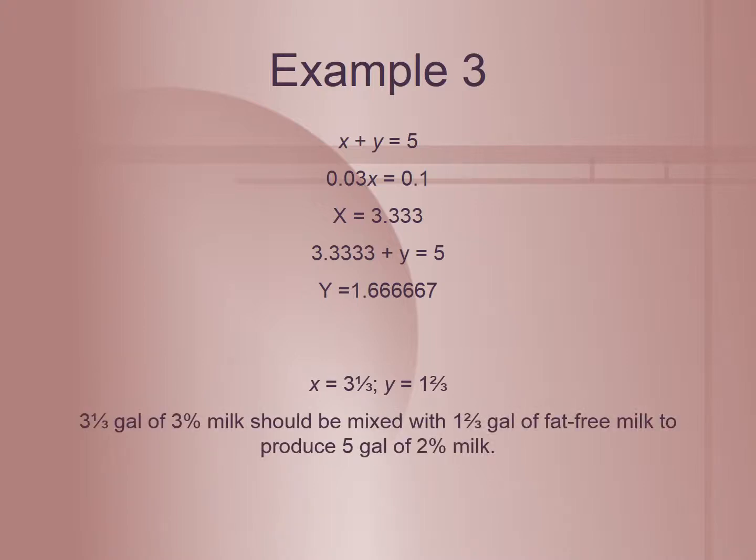So that means 3 1/3 gallons of 3% milk can be mixed with 1 2/3 gallons of fat-free milk to make 5 gallons of 2% milk. All right, go ahead and try some problems on your own.